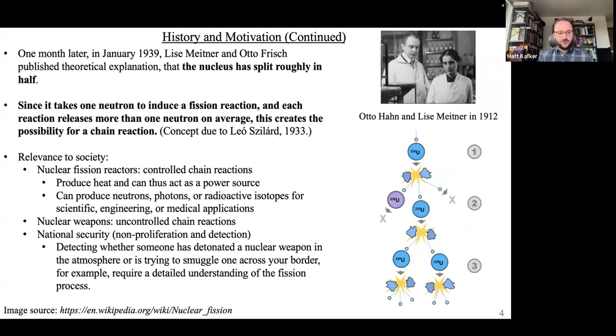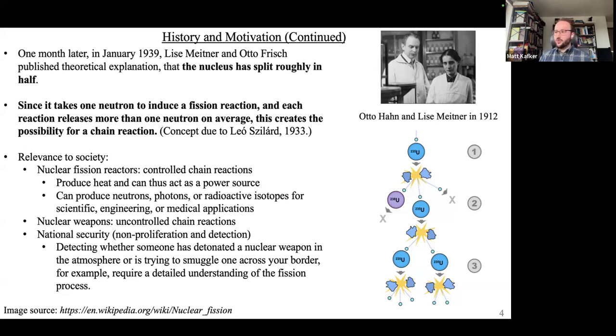One observation which follows from this is that since it takes only one neutron to induce a fission reaction, and each reaction produces more than one neutron on average, this creates the possibility for a chain reaction where one fission induces several, each of which induce several, and then you have some sort of runaway process. The notion of a nuclear chain reaction was introduced by Szilard in 1933, which you'll notice is before the discovery of fission. It was understood that this as a general kind of process could take place before fission was discovered, but shortly after fission was discovered, it was understood that this could apply to fission as well.